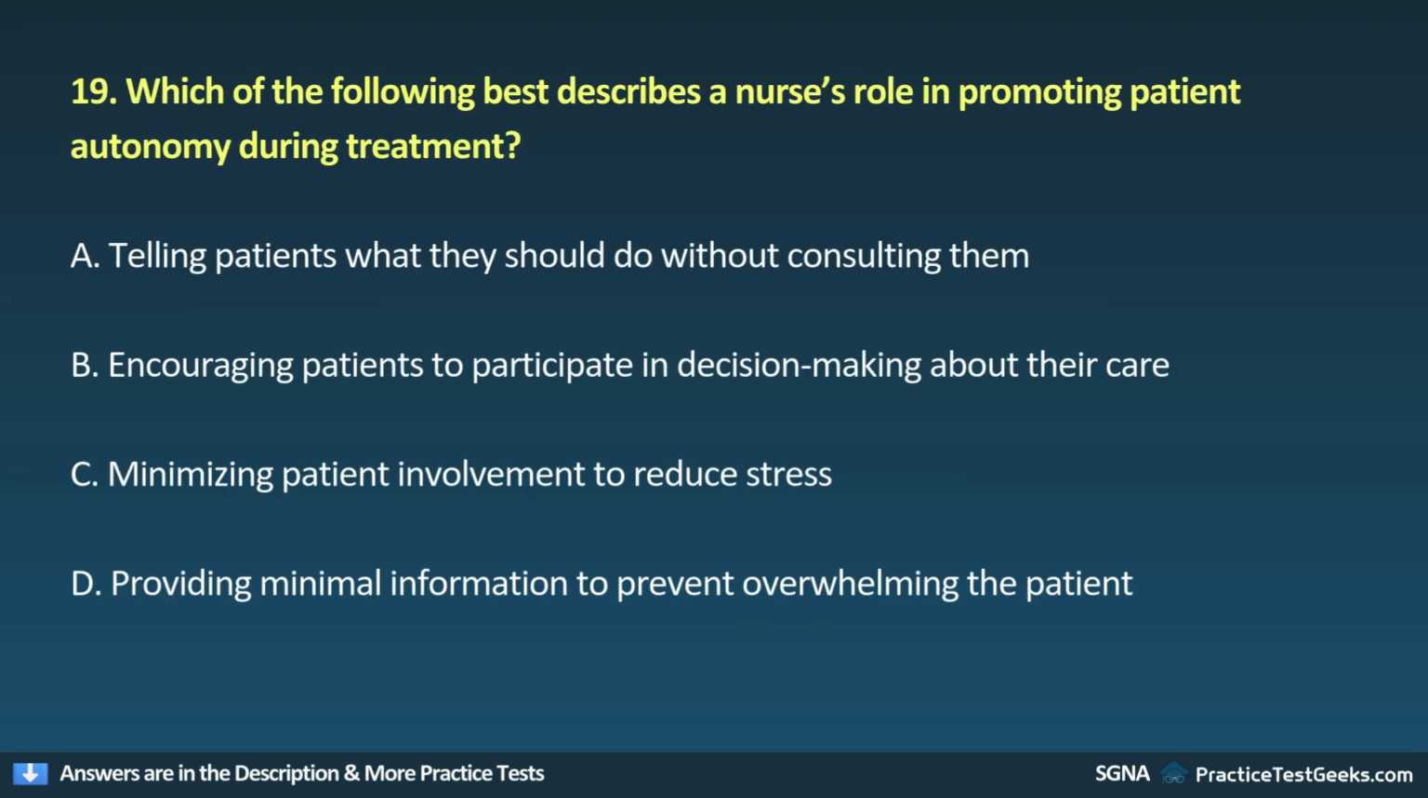19. Which of the following best describes a nurse's role in promoting patient autonomy during treatment? A. Telling patients what they should do without consulting them. B. Encouraging patients to participate in decision-making about their care. C. Minimizing patient involvement to reduce stress. D. Providing minimal information to prevent overwhelming the patient.